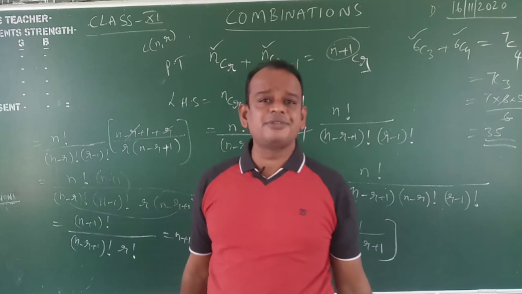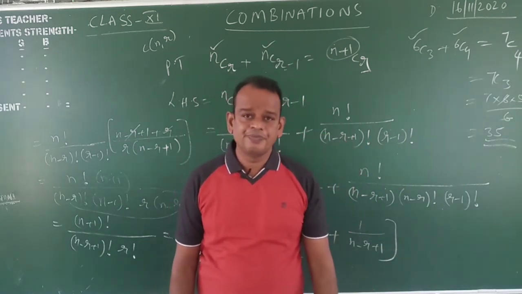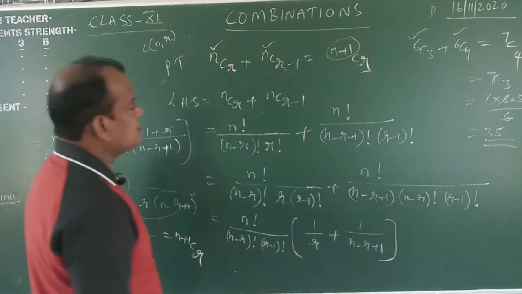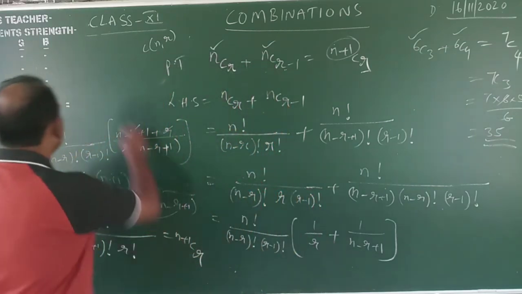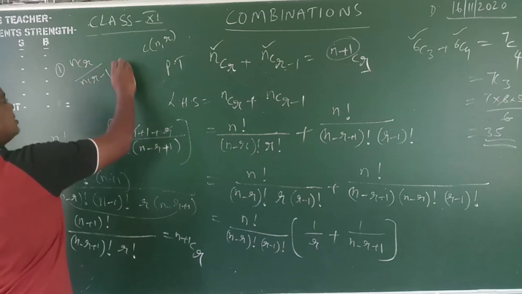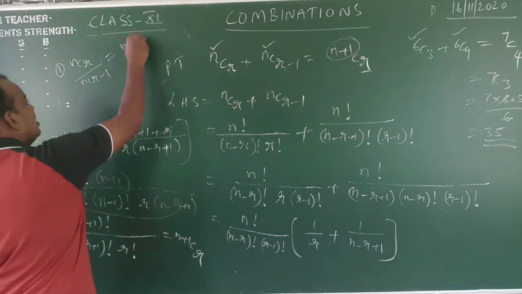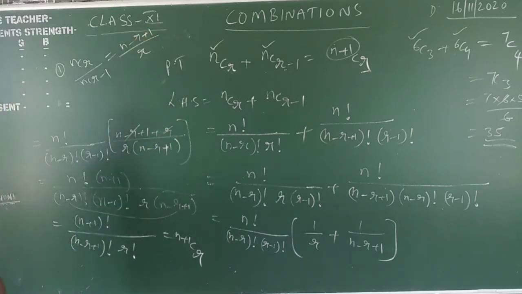Very simple, my dear students. This is a very important formula: nCr plus nCr minus 1 is equal to n plus 1 Cr. This is one of the formulas. The next one is nCr by nCr minus 1, which is equal to n minus r plus 1 by r. You remember this one? In the same way, we will get the answer.